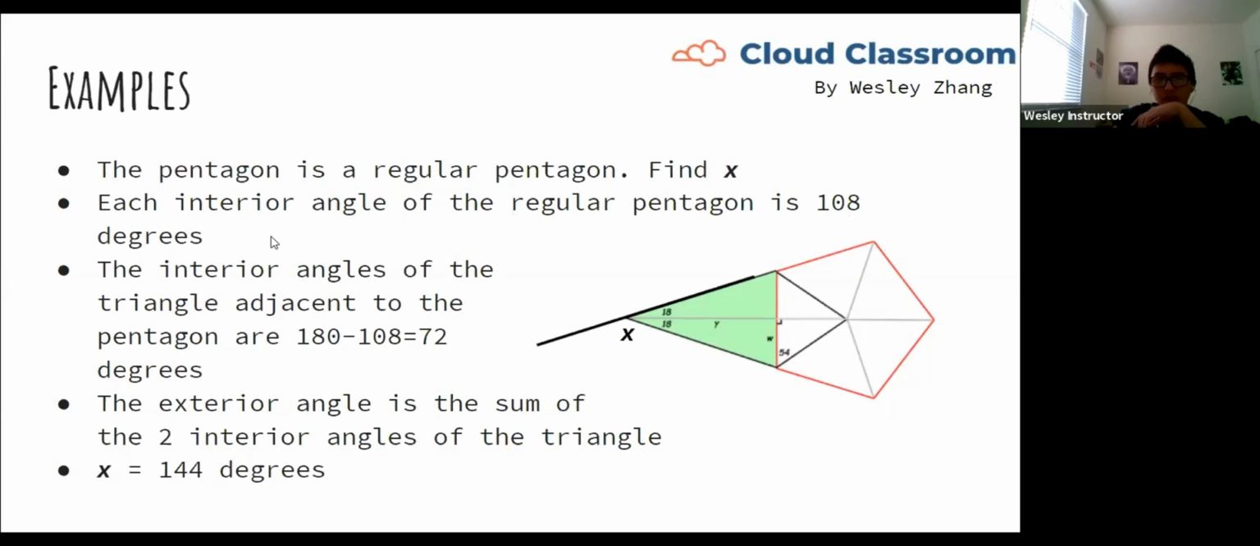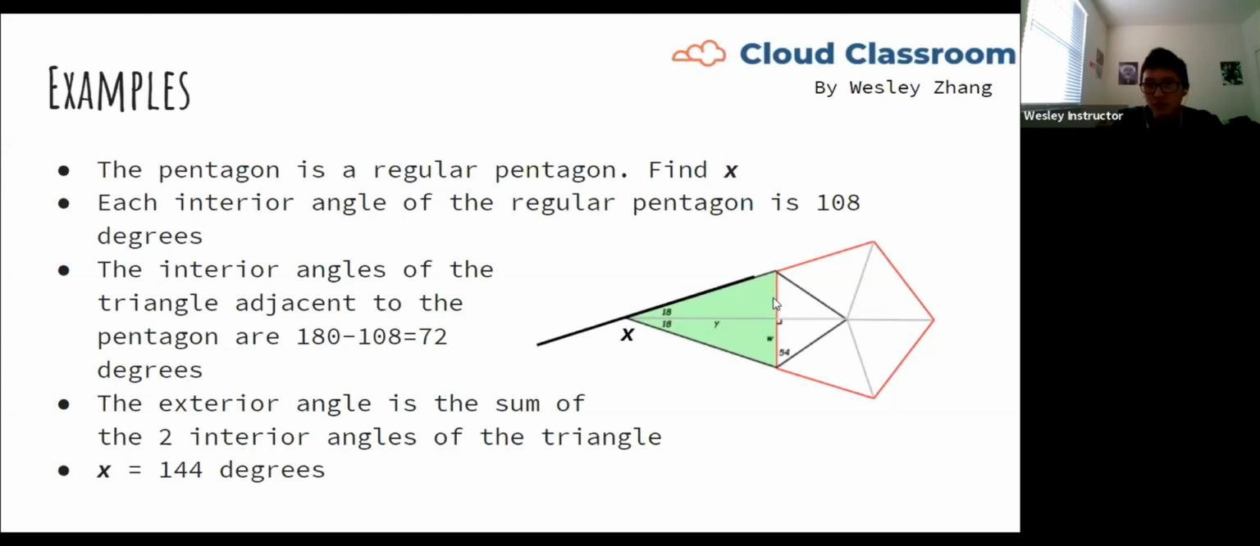All right, the interior angles of the triangle adjacent to the pentagon are 180 degrees minus 108 equals 72. These two angles here equal 72 degrees, because this is still a straight line, so this angle and this angle add up to 180. We know this angle of the pentagon is 108, so it's 180 minus 108. That's how we get these two interior angles of this triangle to be 72 degrees.